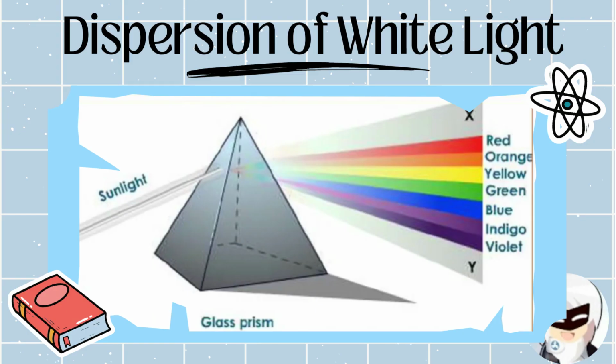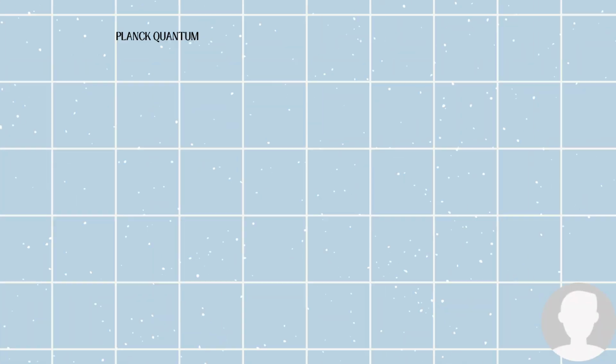Dispersion of white light. Dispersion is a physical phenomenon where white light splits into its constituent colors: red, orange, yellow, green, blue, indigo, and violet. This happens when sunlight goes through a prism.